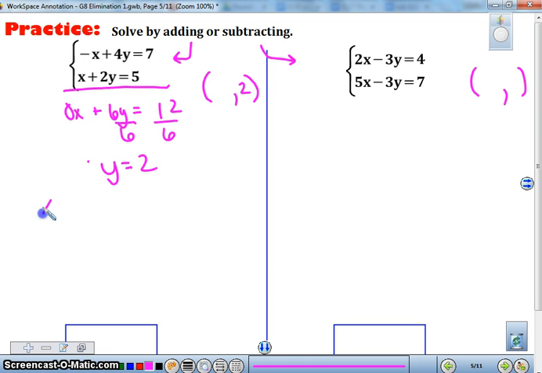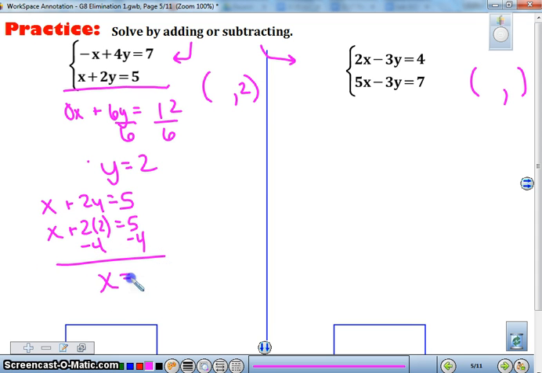Go back to your equation. X plus 2y equals 5. I chose the second one. X plus 2 times 2 equals 5, which means I'm going to subtract 4 from both sides. And x equals 1.